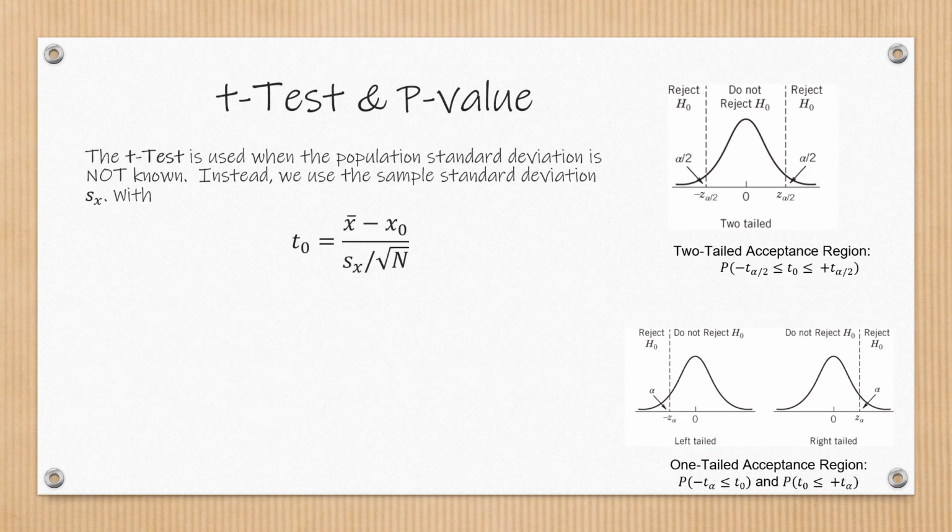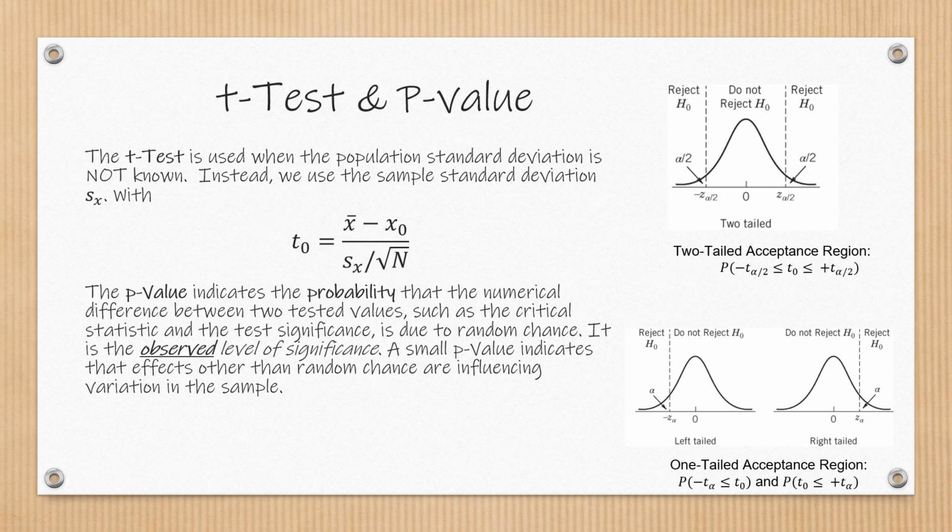The t-test is used when the population standard deviation is not known. Instead, we use the sample standard deviation S sub x, with t equal to the sample mean minus the test value x, divided by the sample standard deviation divided by the square root of n.